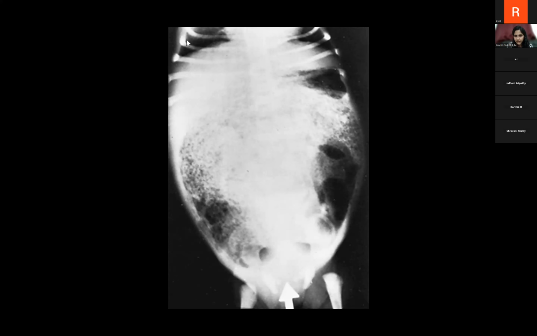Pediatric patient, correct? Yes, Purbita. Purbita answered it correctly. Very good. This is meconium ileus. How did you come to this conclusion that this is meconium ileus? First of all, it's a pediatric.